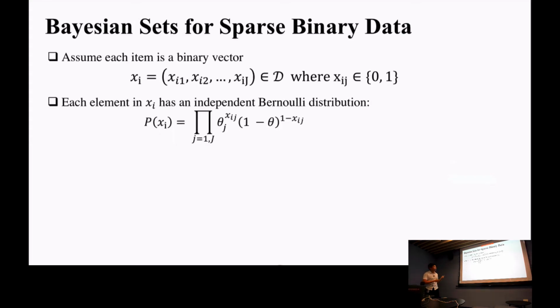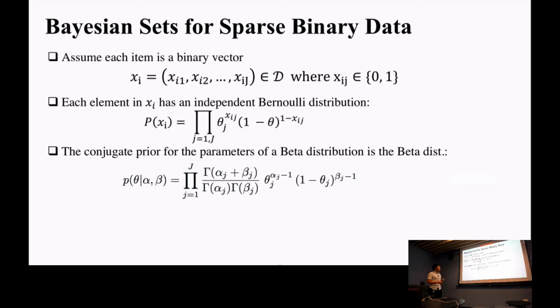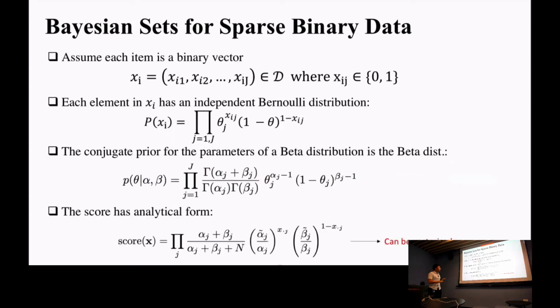So for example, if you assume that each item is a binary vector, and each element in this item follows the Bernoulli distribution, then you can derive the score of the item that belongs to the cluster in this analytical form. And one interesting thing is that this formula can be vectorized later if you want to implement vectorized computation, basically to speed up the computing process.